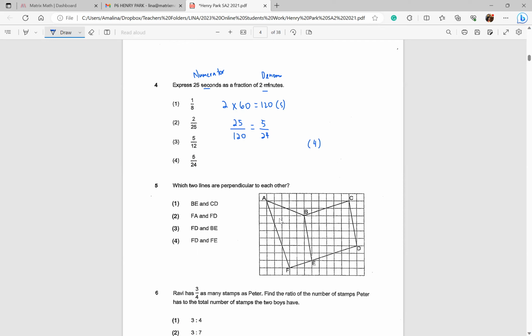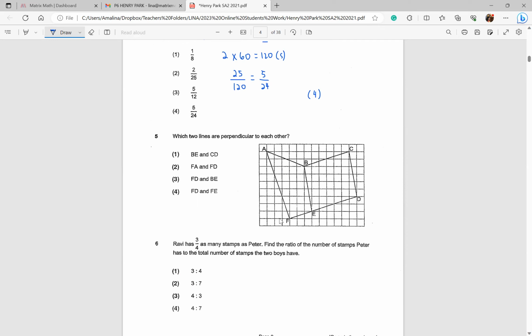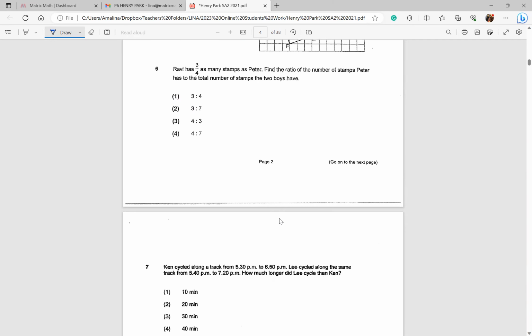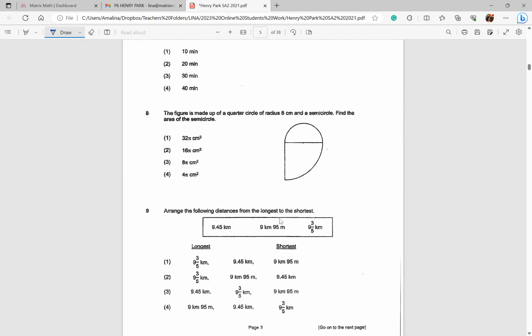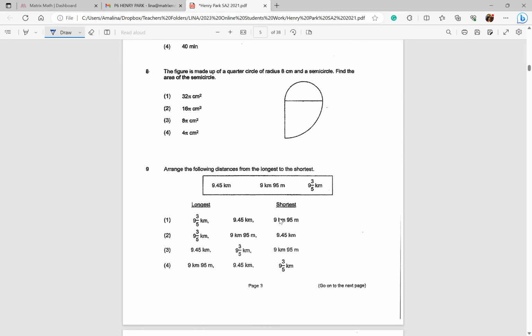Okay. Question number 5 and 6, I will just skip, because we will go to question number 9. Okay, let's move on to question number 9. Now, arrange the following distances from the longest to the shortest. Okay, so how do I solve this question number 9? So I have 9.45 km, 9 km 95 meters, and 9 and 3/5 km. So when you want to arrange your distances, it's good to change everything to numerical values.